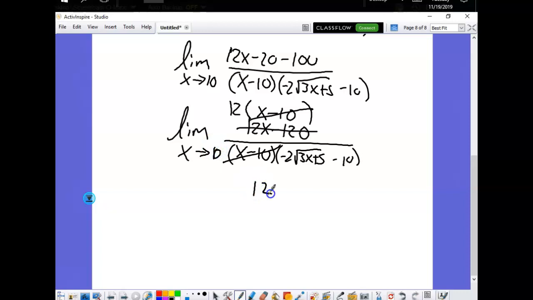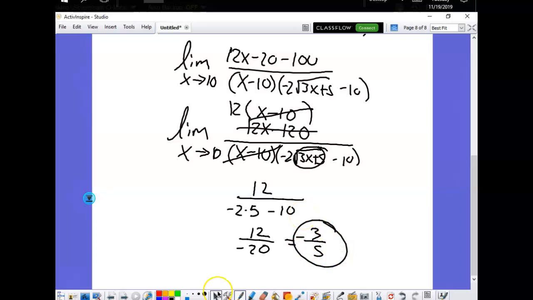The top is 12. The bottom, if I plug in 10 here, what would I get? You would get 5. And that gives me 12 over negative 20, which reduces to negative 3/5. There it is.